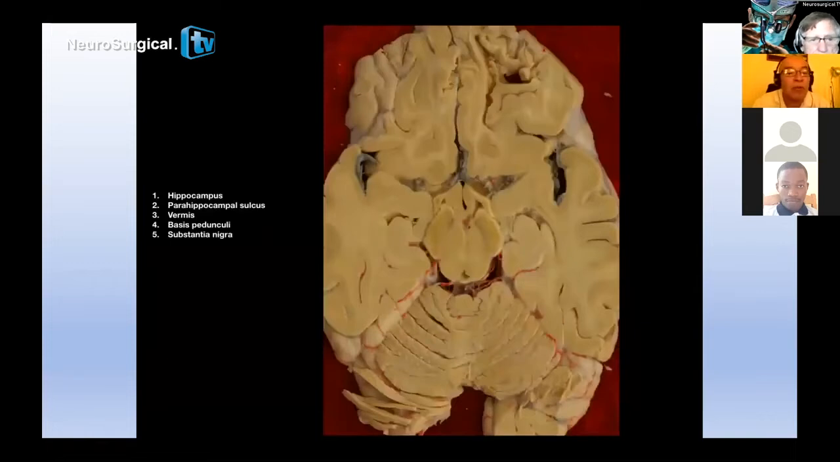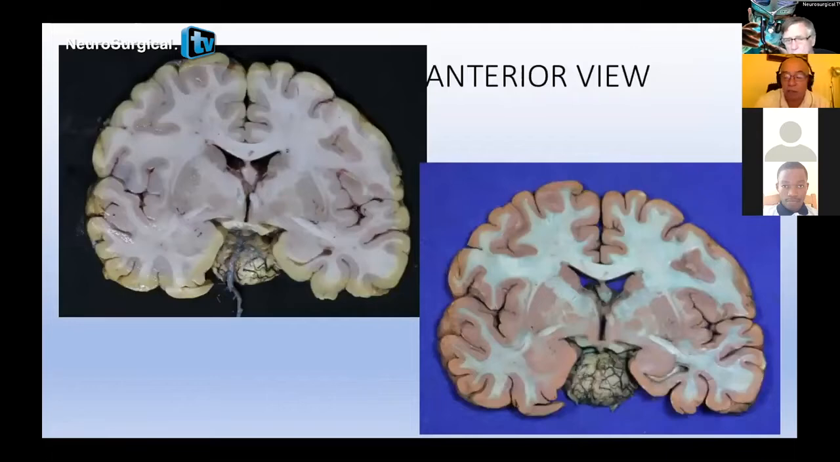The hippocampus is number 1, parahippocampal sulcus, vermis, basis pedunculi, and substantia nigra. But it's difficult to differentiate. But if we stain these cuts, we are going to differentiate very well.